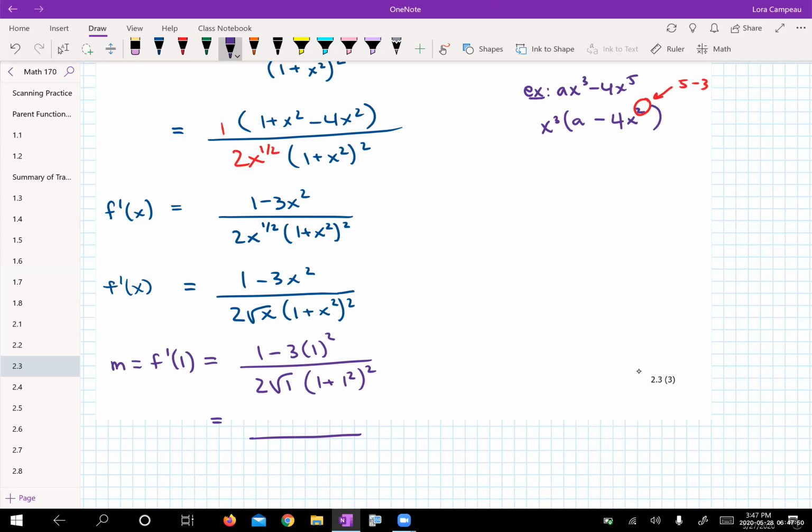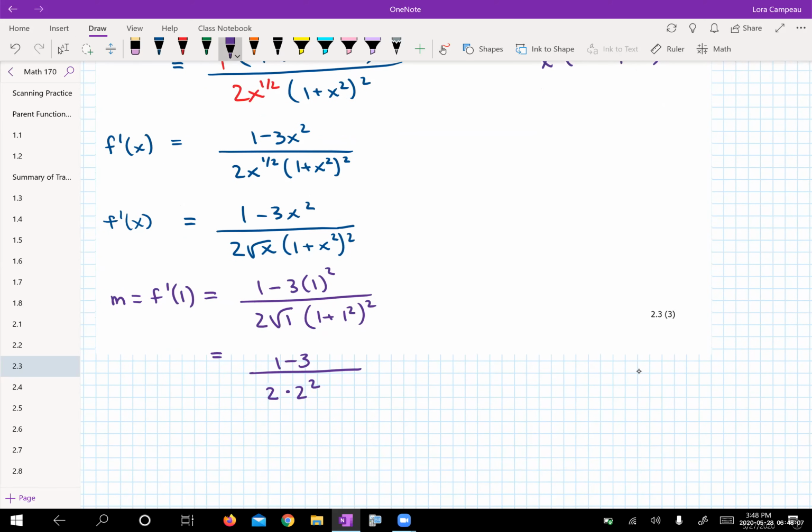Let's see, 3 times 1 squared, 3 times 1. So that's 1 minus 3. 2 times the square root of 1. The square root of 1 is 1, so I end up having 2. 1 plus 1 squared, 1 squared is 1. I have 2 squared.